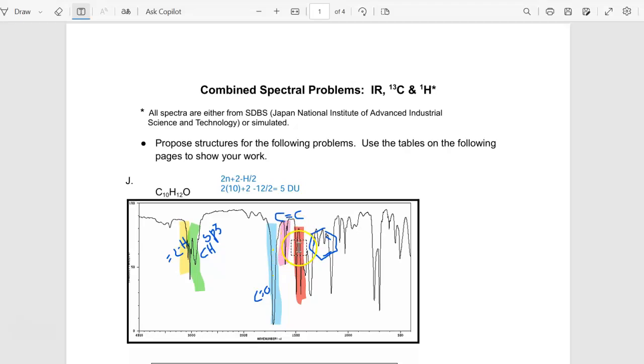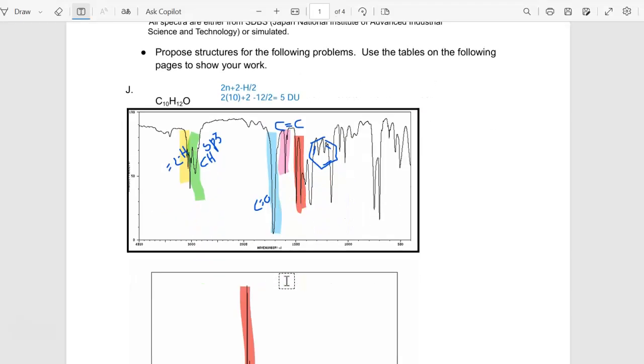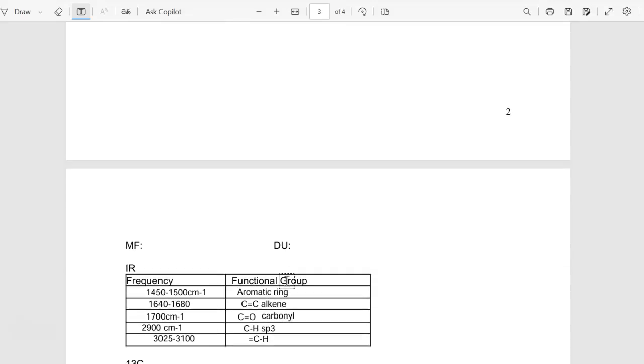And then it is true 1500 and below is usually our fingerprint region, but we have a medium-sized signal between 1400 and 1500, which would be significant of an aromatic ring. So just plug that into our chart down here.